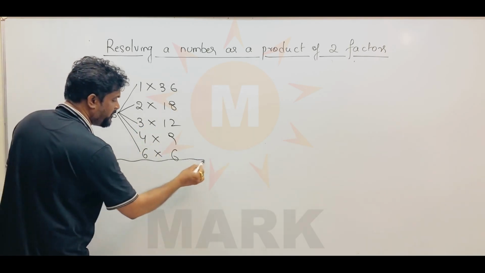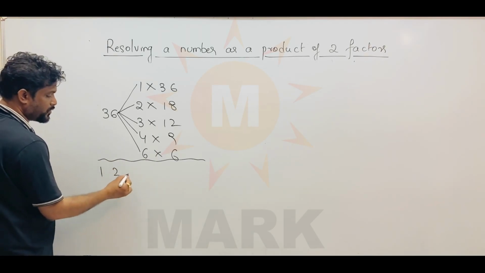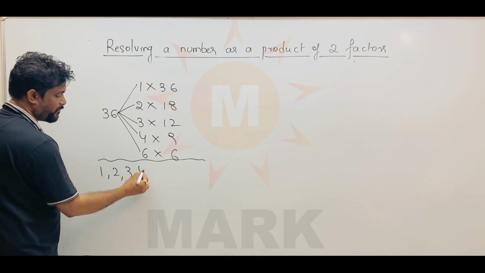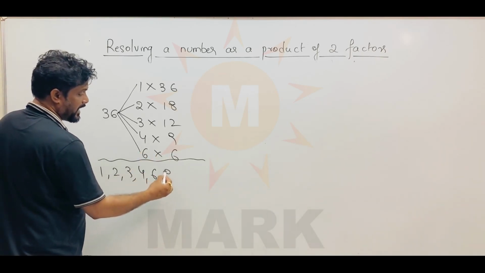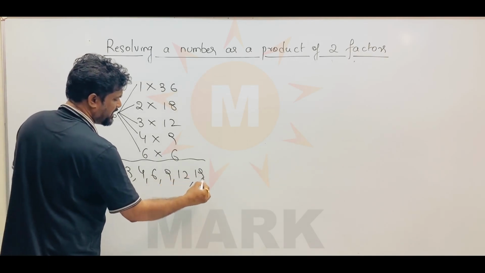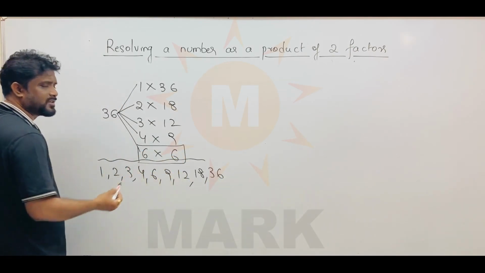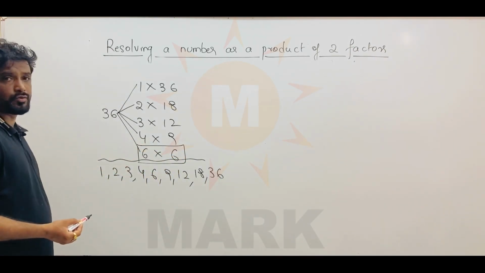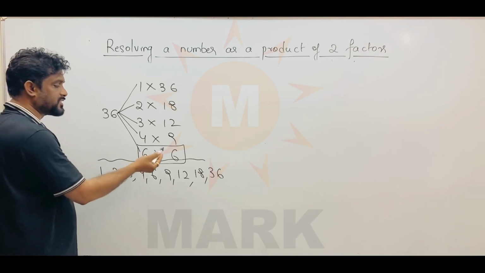So total how many factors we have? So we have 9 factors. 1, 2, 3, 4, 6, where 6 we should take only one time, and 9, 12, 18 and 36. My dear friends, the whole issue is here. 6 into 6 is equal to 36 because 6 is taken 2 times. So we should not say that there are 10 factors. There are only 9 factors because 6 is the same number.